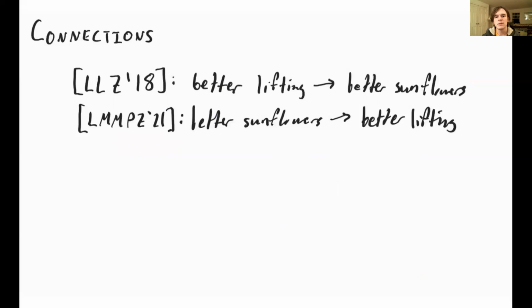So before I go, I just want to mention a couple of things to think about going forward. The first is that while we're the first ones to show that better sunflowers imply better lifting, there's actually already a result that shows that better lifting implies better sunflowers. And it'd be nice now that we have this bidirectional implication to develop a deeper connection between sunflowers and lifting, maybe some syntactic equivalence between them instead of just proving these two separate directions.